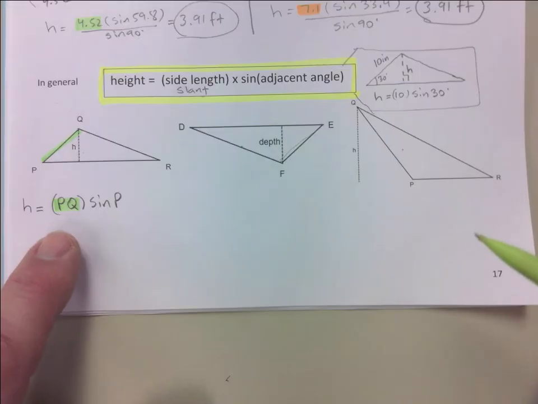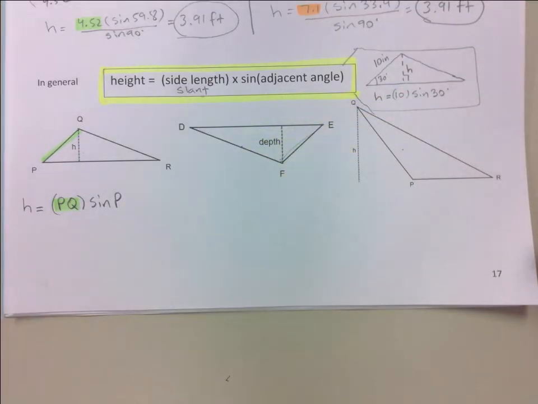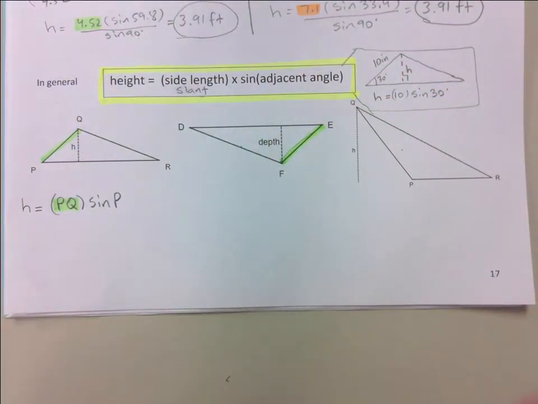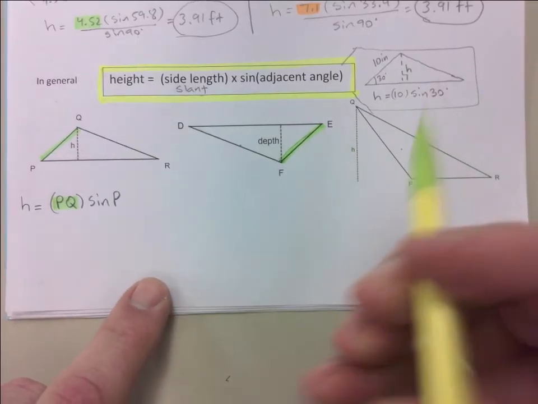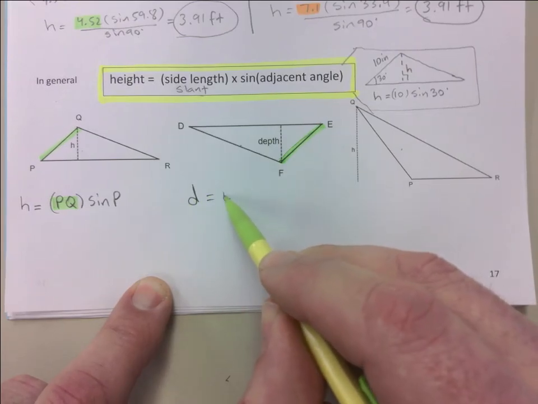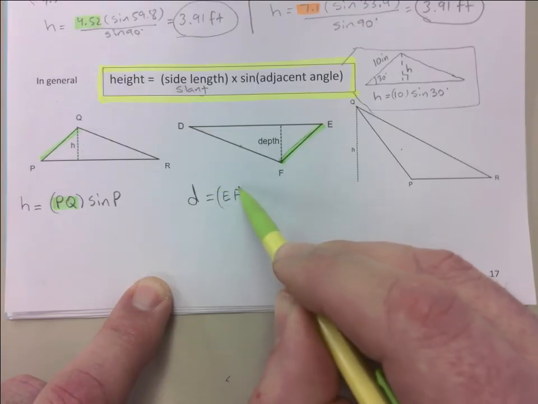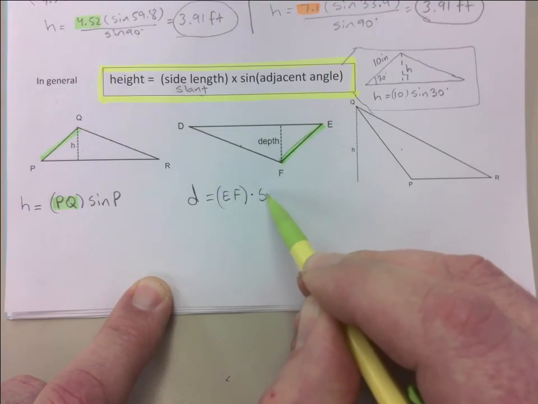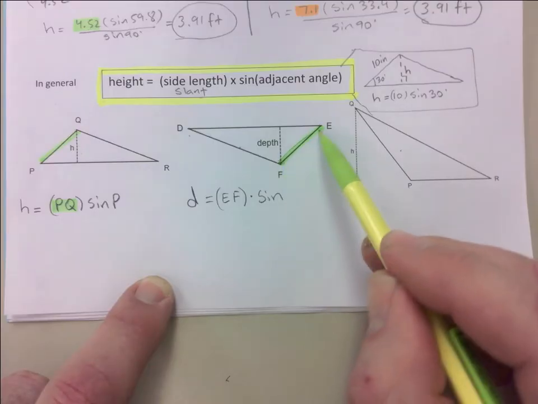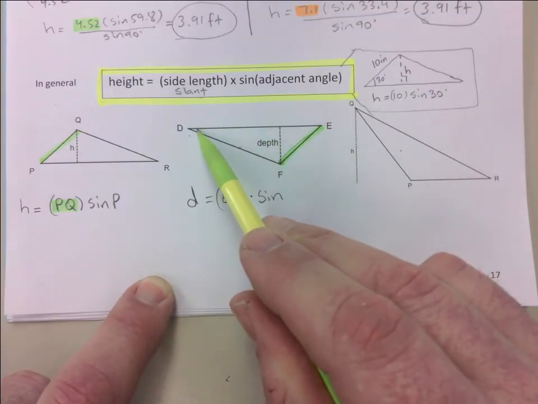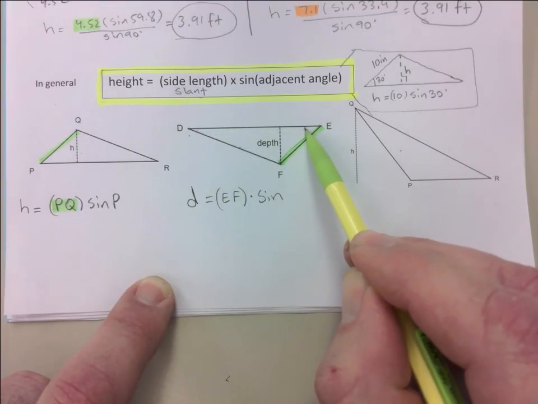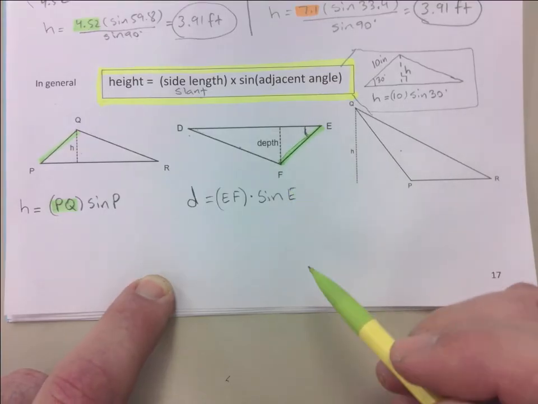Okay. What about this one? I'm going to highlight a random diagonal. If you knew that diagonal, to find the depth of this triangle would be EF or FE times sine of what? Can I use sine of D? If I'm using this slant, can I use this? No. What does adjacent mean? Adjacent means that angle has to touch it right here. So it'd be sine of E.